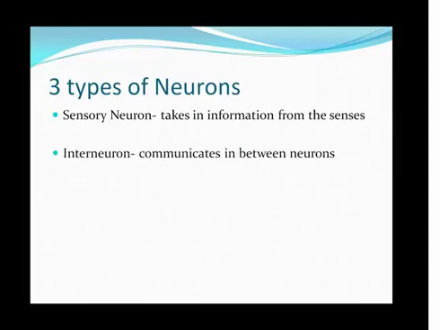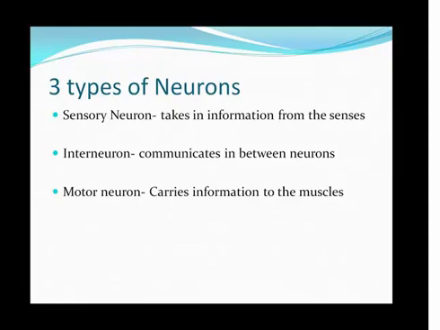Okay, then we have an interneuron. An interneuron is a neuron that communicates in between neurons. So a sensory neuron never directly communicates with a motor neuron. There's always going to be an interneuron in between the sensory and motor neurons. Let's see what the motor neuron does.